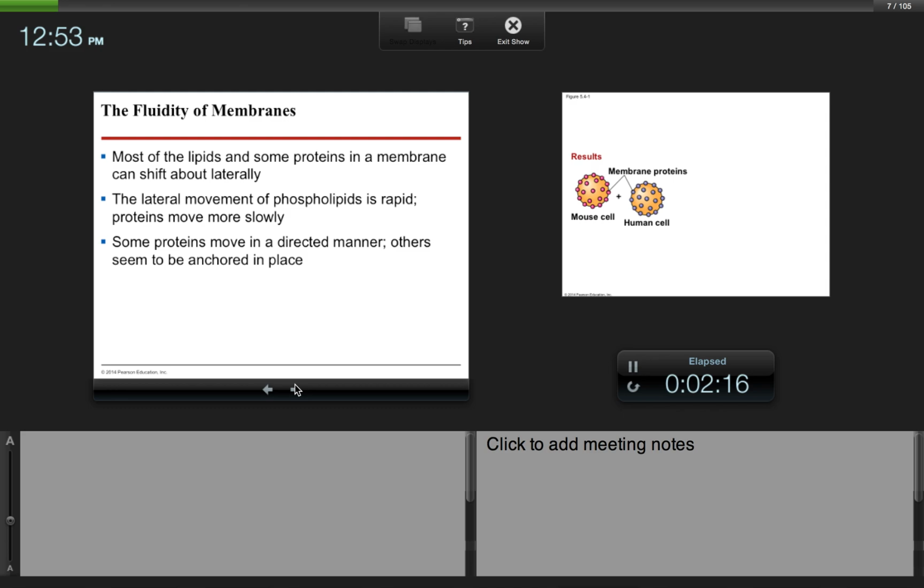Most of the lipids and some proteins in a membrane can shift about laterally, so they can move side to side. They just can't flip from one side to the other. The lateral movement of phospholipids is rapid. Proteins move more slowly. Some proteins move in a directed manner. Others seem to be anchored in place.